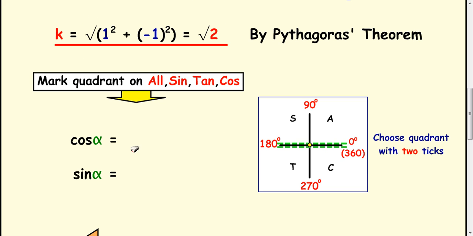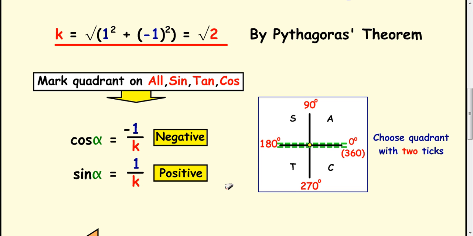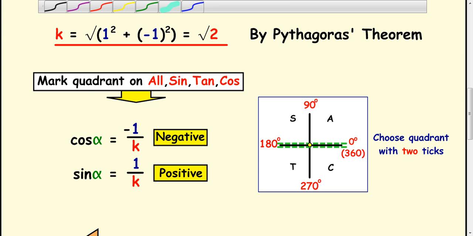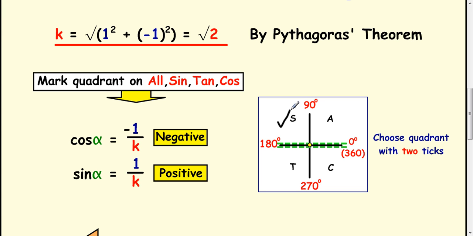Just repeating this down here, cos is negative, sin's positive. So if we tick where cos is negative, that will be here and here. If we tick where sin's positive, here and here. So we're looking at having your 2 ticks in the second quadrant. So when we work out our phase angle, we're in the second quadrant.